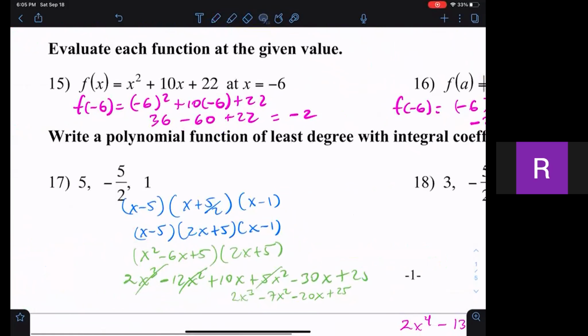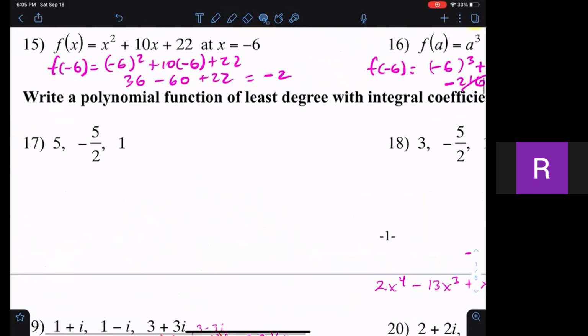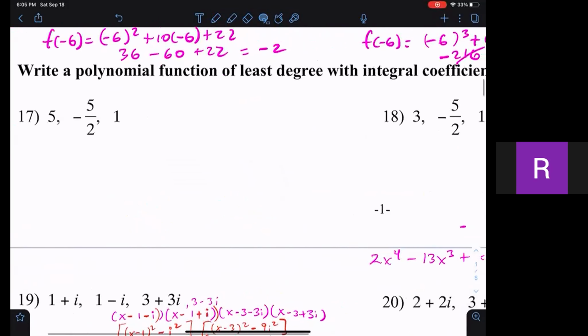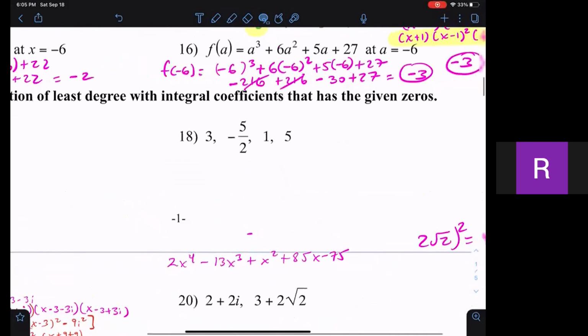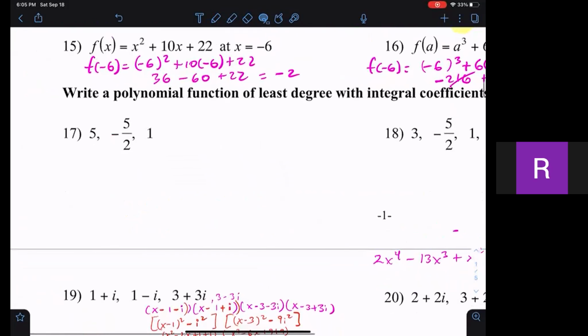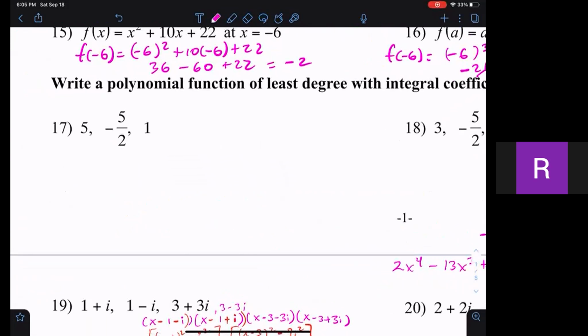Now this thing. A lot of you were asking me about this. Here you have to write a polynomial function of least degree with integral coefficients that has given zeros. So basically, the only thing you need to do is find the original polynomial. So this is the answer, right? So you go back. So this is going to be x minus 5, that's the factor. Well, in this case, it would be x minus 5 halves, right?